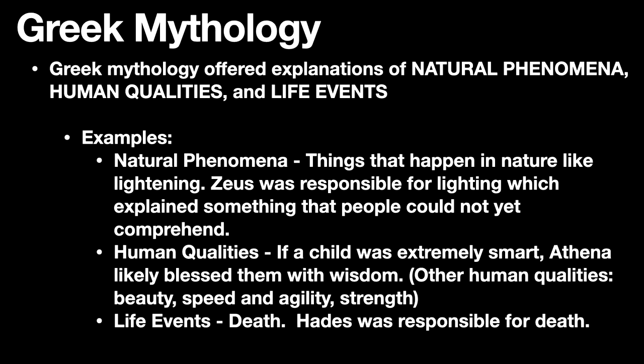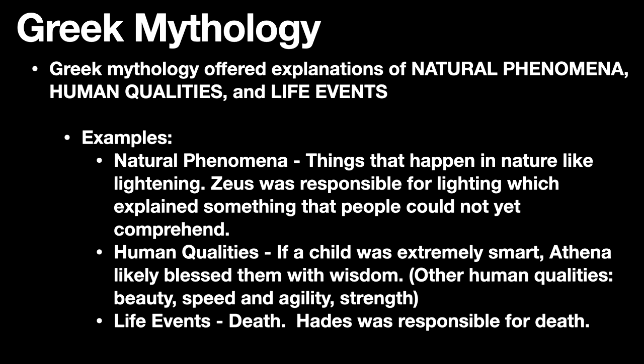Now, this is the biggest part of the mythology. You have to understand, Greek mythology explains 3 different things. Natural phenomena. These are things that happen in nature, like rain and lightning. People didn't understand the science behind rain and lightning, so therefore, they had gods that were responsible for that. So Zeus is responsible for lightning, which explains something people could not yet comprehend.